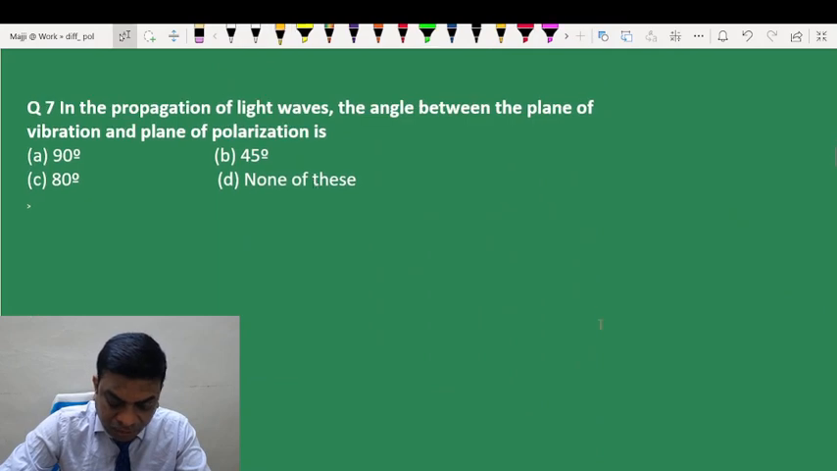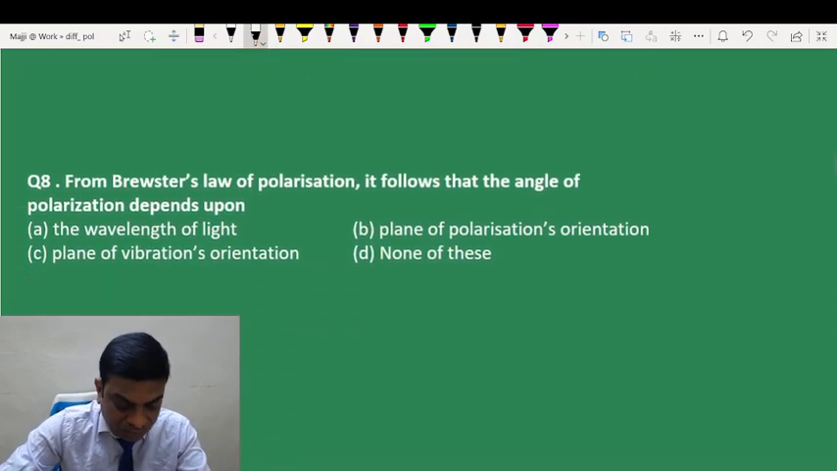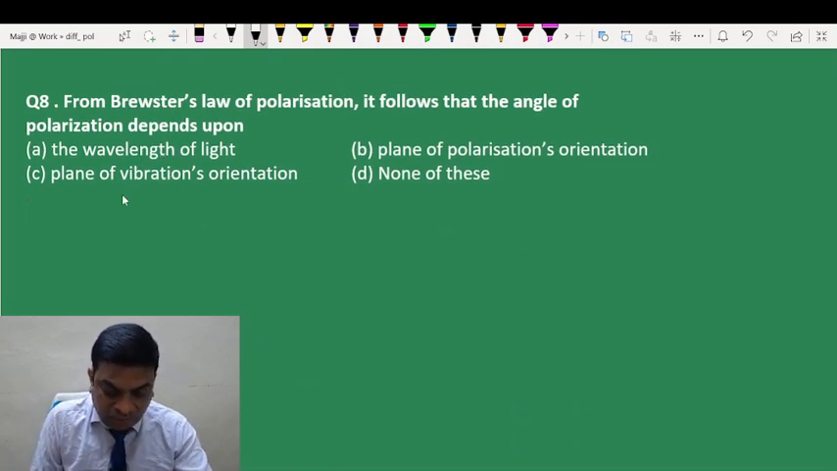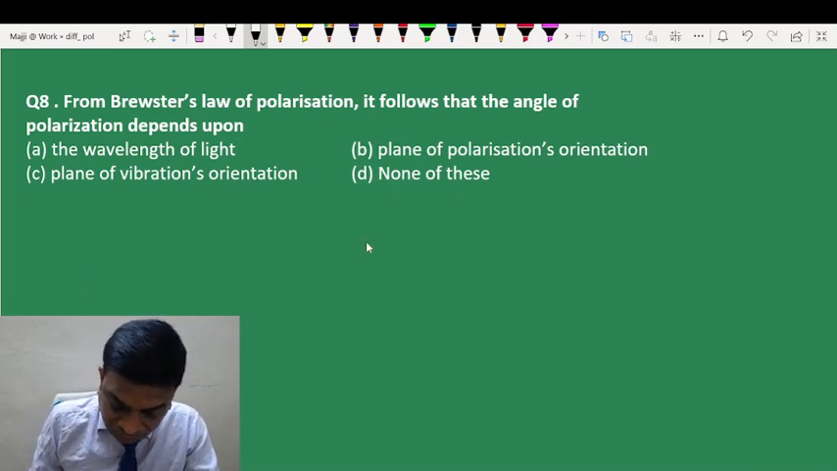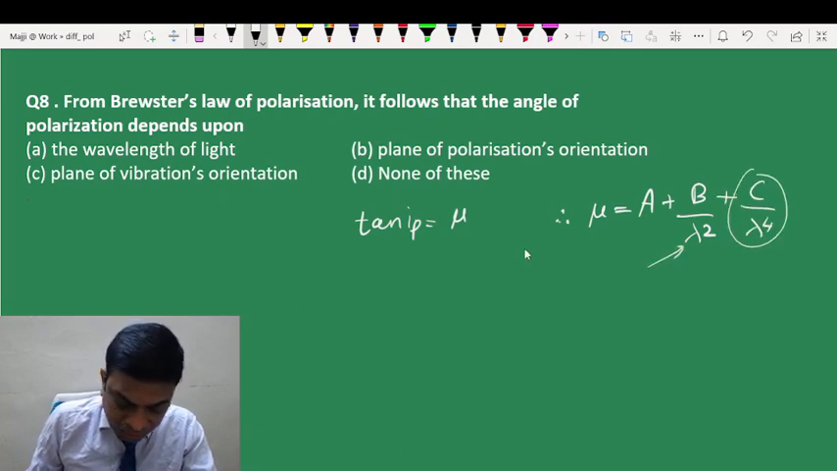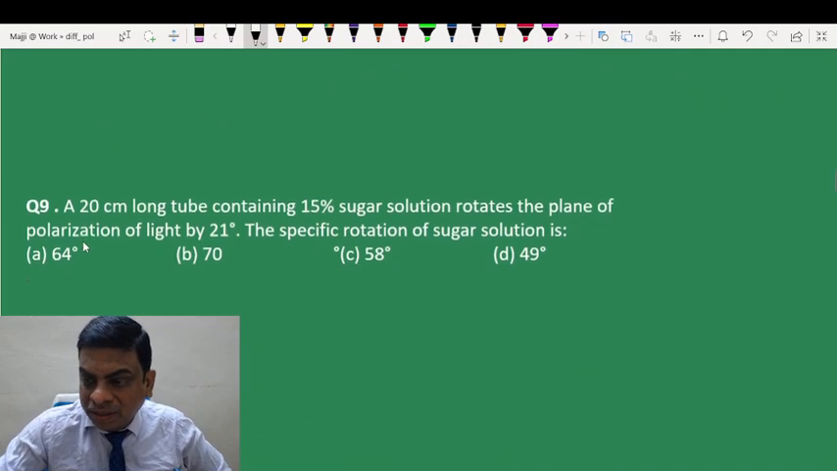Coming to question 7, in the propagation of light waves, the angle between the plane of vibration and plane of polarization. Just now we learned, students, it is exactly 90 degree. Then coming to question 8, from Brewster's law of polarization, it follows that the angle of polarization depends upon tan of angle of polarization is equal to mu. And we know from Cauchy's equation, mu is equal to A plus B by lambda square plus C by lambda power 4, which can be omitted, not a problem. So since tan depends on mu and mu depends on lambda, wavelength of light should be the correct answer.